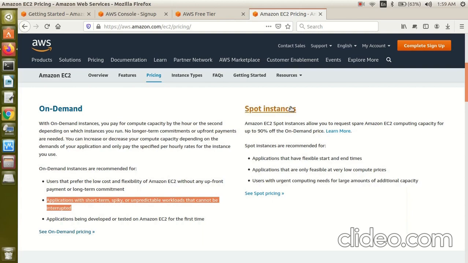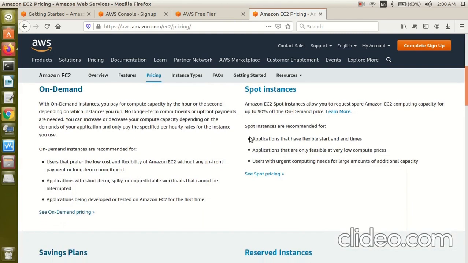Next one is the spot instance. In the spot instance, a request can be made for unused EC2 instances, which can reduce our Amazon EC2 cost significantly. Such instances are recommended for applications that have a flexible start and end time, or users who require urgent computing needs for a large amount of additional capacity.